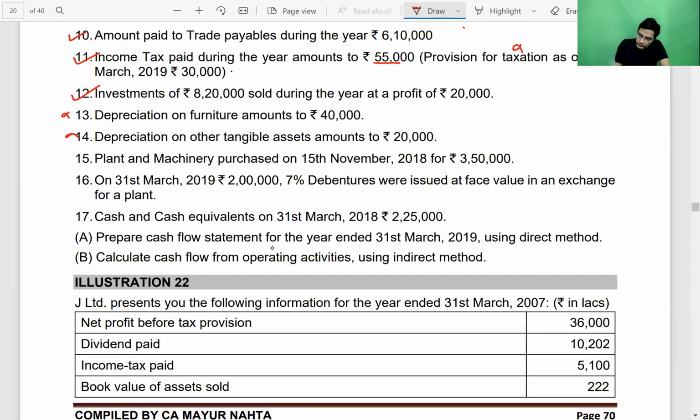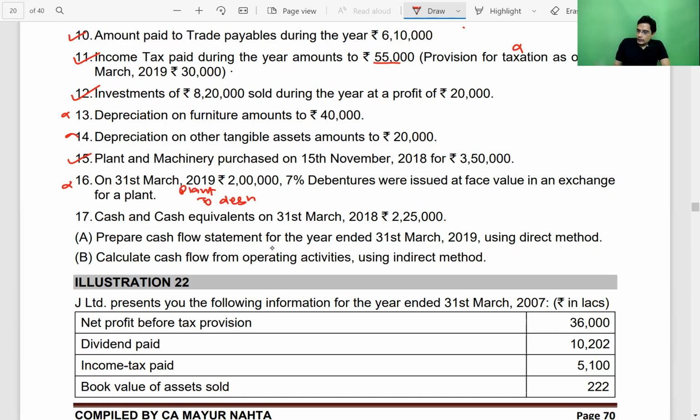Then point number 16, as we have already discussed, it's a non-cash transaction. We have purchased a plant by issue of debenture. So neither cash is coming in nor cash is going out. So ignore it. This transaction will be ignored both in direct and indirect method. And we have to write a note that this particular transaction has been ignored because it does not involve any cash flow. That note we have to write in exam. Interest on this debenture has also been ignored. The reason being the debentures were issued on the last day of the year.